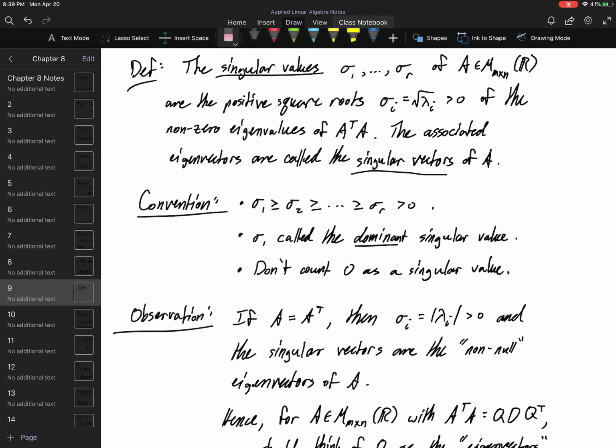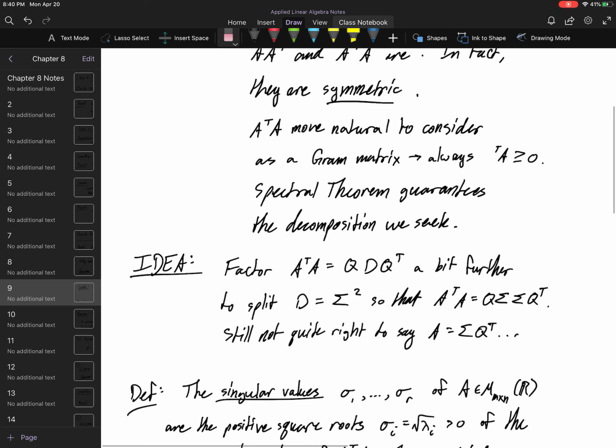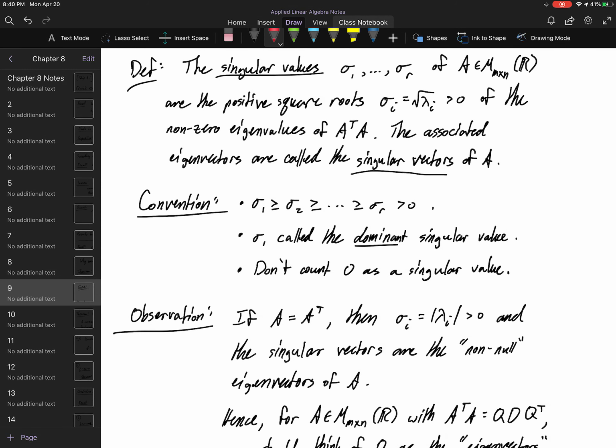First of all, how do we know they're all positive? Well, it's because A transpose A is a Gram matrix. That means its eigenvalues are always non-negative, so we can just compute square roots. Therefore, I can go ahead and take the square root of each and every one of them without penalty and still come up with real numbers at the end of the day.